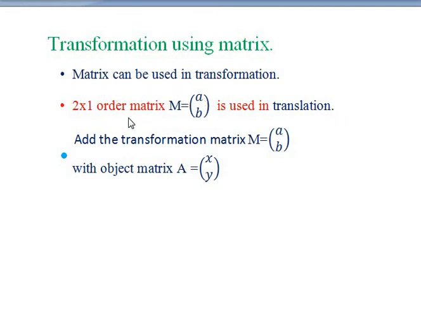And to get the image of the object, we add the transformation matrix M (a, b) with the object matrix of A (x, y). This is a column matrix, and this column matrix is obtained from the coordinate of the point A. Generally, we denote the coordinate in a row, but in transformations we use the column matrix. So we write the coordinate as a column matrix (x, y), like this.